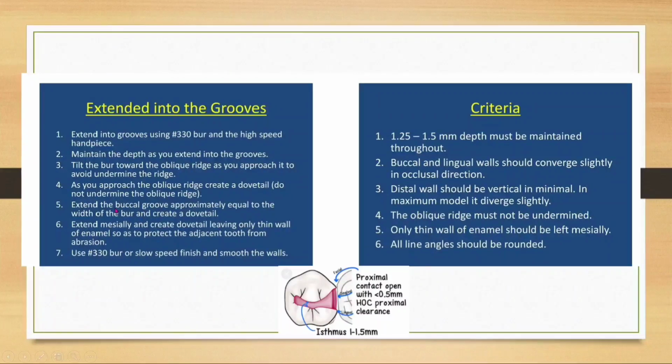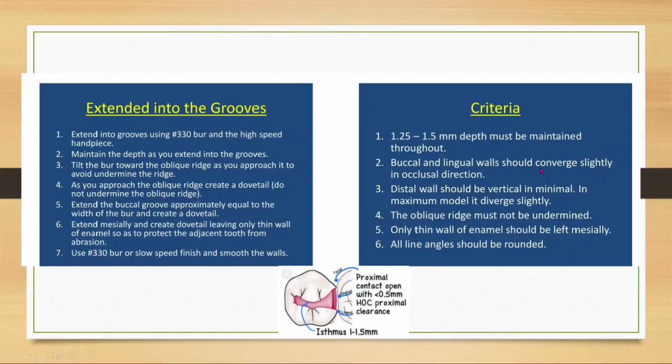Next, extend the buccal groove approximately equal to the width of the burr and create a dovetail. Then extend mesially and create a dovetail, leaving only a thin wall of enamel so as to protect the adjacent tooth from abrasion. You can use a slow speed finish burr to smoothen the walls. So we can have a depth of 1.25 to 1.5 mm.